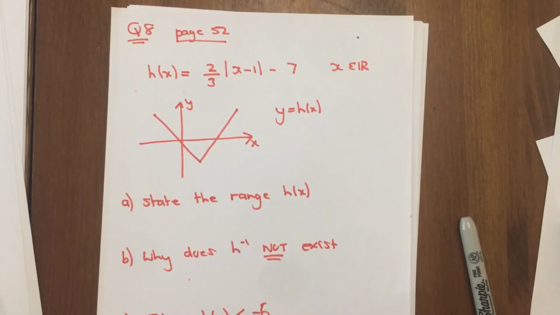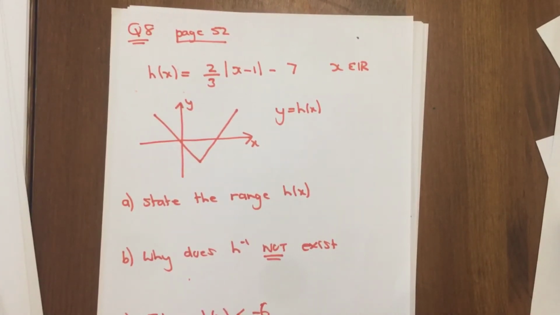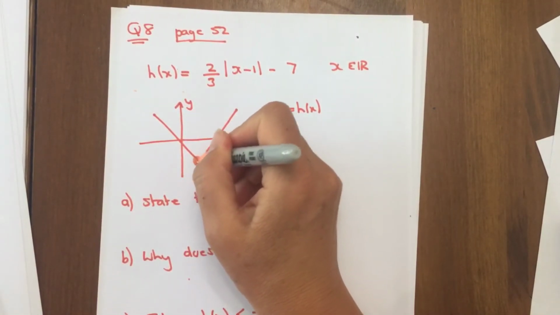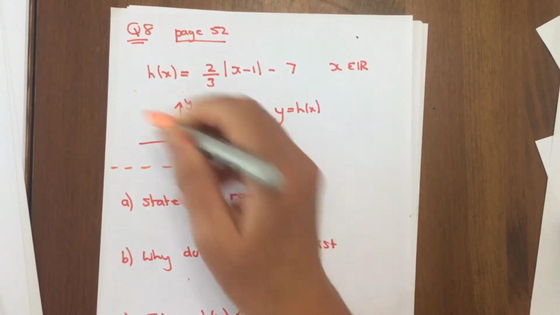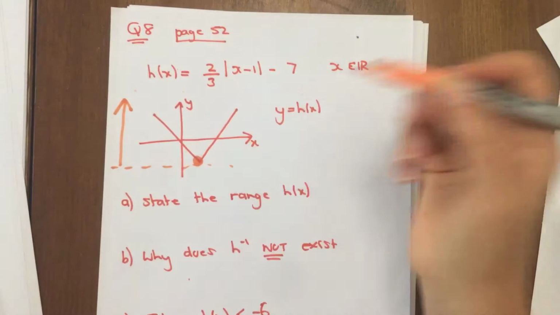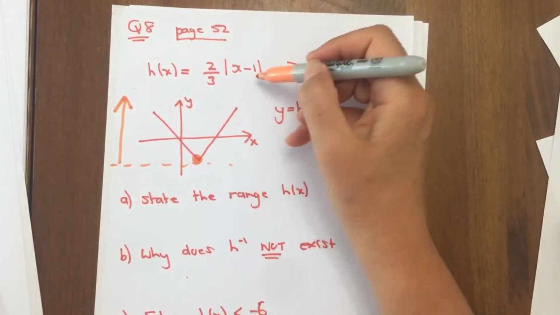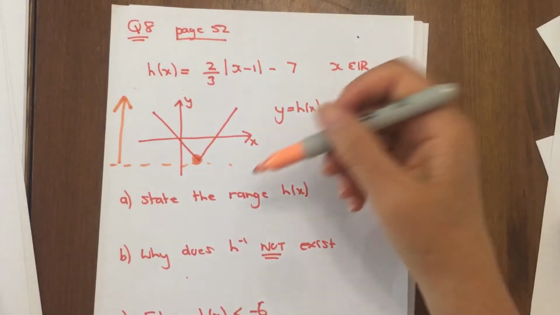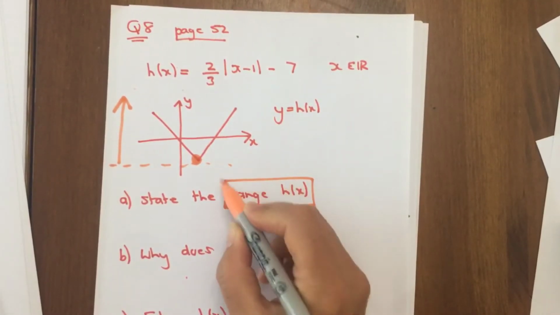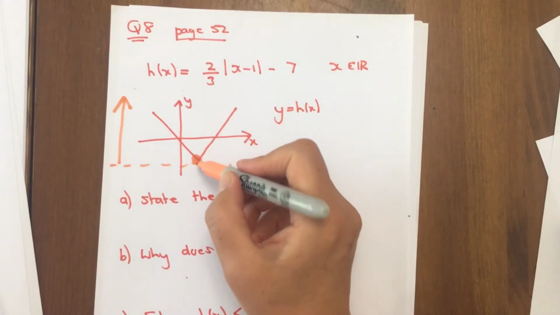Okay, so it's asking to find the range of h of x. Now, to find the range, we know from the graph that we need to find this minimum position here, and the range is all my values of y above this minimum value because this carries on forever. So to find the range, we need to sketch this graph and find the minimum point.